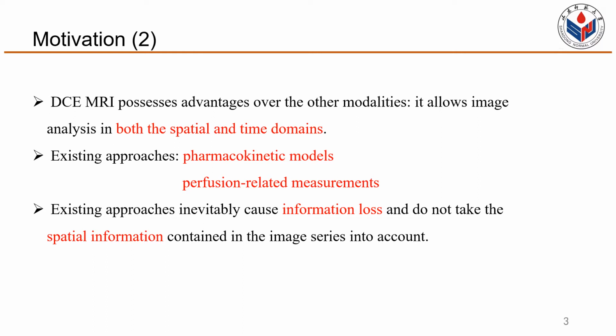In the literature, there exist parametric and non-parametric approaches to model DCE MRI. Parametric approaches estimate a few parameters by fitting pharmacokinetic models to the concentration curves. The non-parametric approaches estimate perfusion rate measurements by analyzing the shape and structure of the concentration curves. Both approaches estimate a few parameters from the DCE MRI series. They inevitably cause information loss and do not take the spatial information contained in the image series into account.